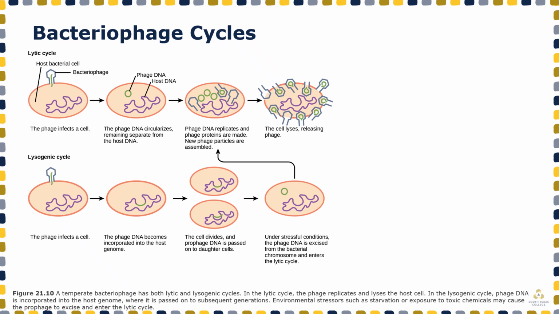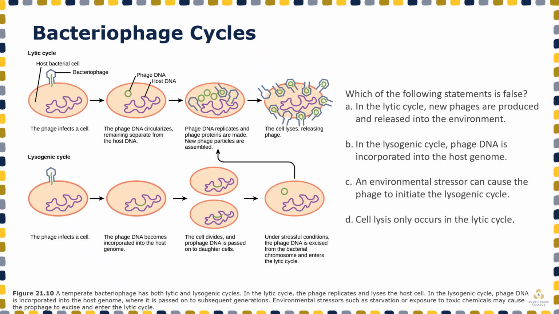There are some questions in the textbook called the visual connection. I'd like to go over some of these every once in a while. So which of the following statements is false? We look here at A. It says, in the lytic cycle, new phages are produced and released into the environment.